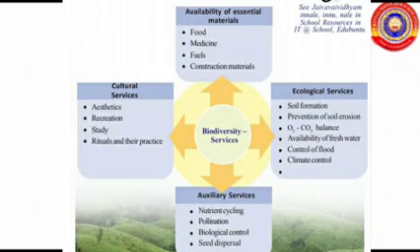Biodiversity provides many services. The first one, availability of essential materials like food, medicine, fuels, construction materials, etc. Then second, ecological services like soil formation, prevention of soil erosion, oxygen and carbon dioxide balance, availability of fresh water, control of flood, climate control, etc. The third one, cultural services like aesthetics, recreation, study, and rituals and their practice. The last one is auxiliary services, like nutrient cycling, pollination, biological control, seed dispersal, etc.